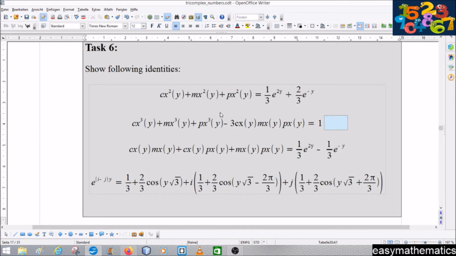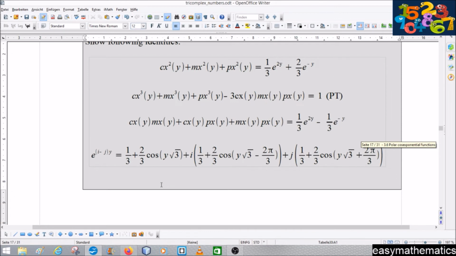So this is not constant. But if we take the cubes and sum them up and subtract 3 times the product of these 3 functions, we get 1. So maybe if you like, this is our Pythagorean theorem, but I leave it to you what you will see as a Pythagorean theorem or not. Then if we have mixed products and sum them up, we also get a similar sum of exponentials.